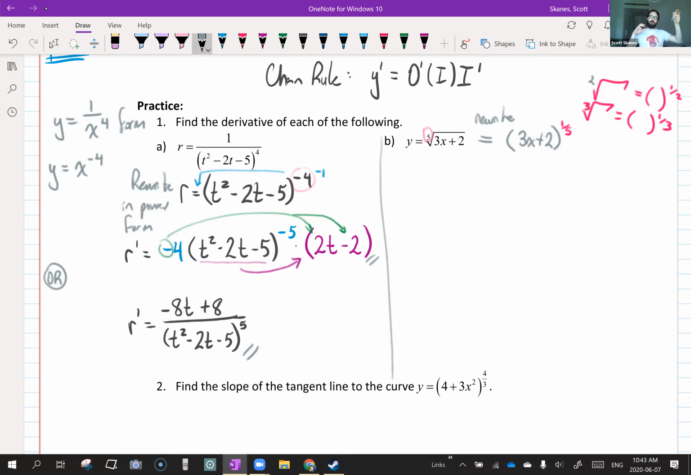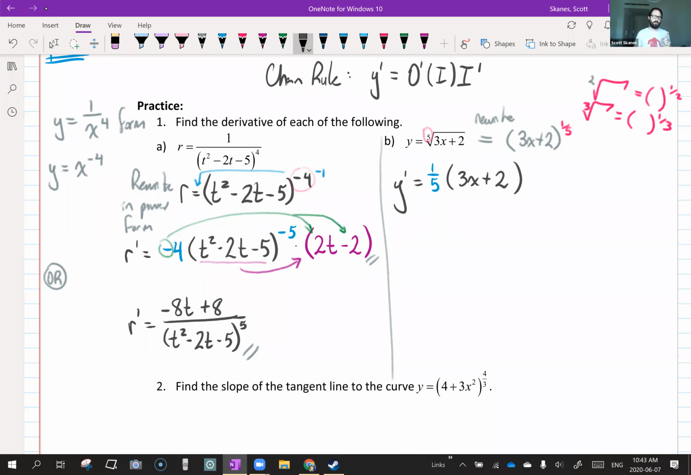It's now a nice power. What are we going to do? We're going to bring it in front, keep the inside the same, get the derivative of the inside. That's what the chain rule does. So the chain rule says we have 1/5 in front. It doesn't even matter what's on the inside. We're going to reduce the power, so I'll just keep the inside the same.